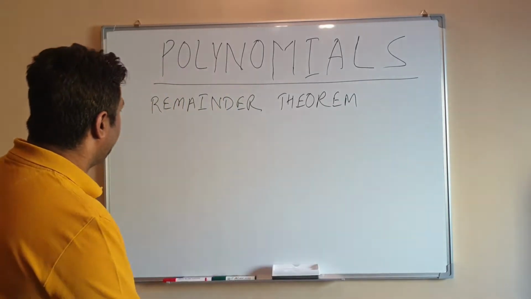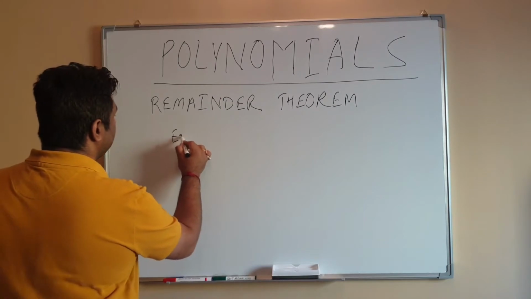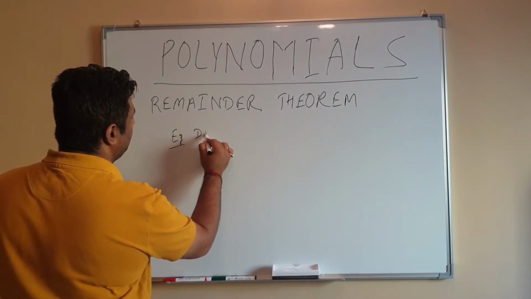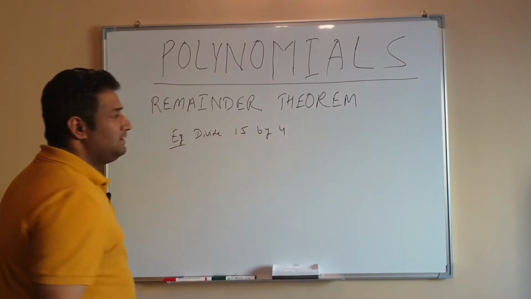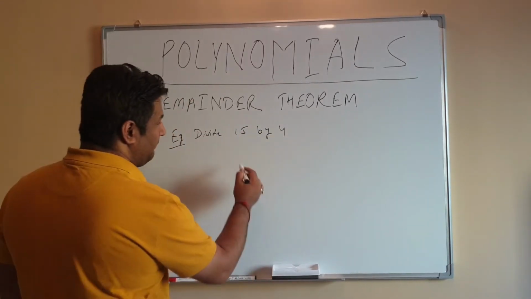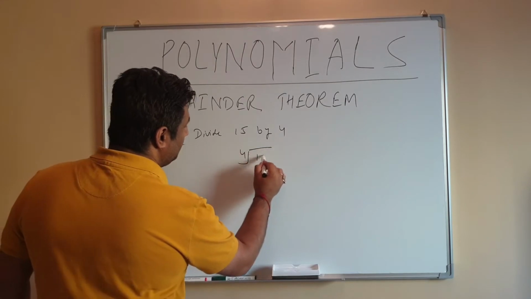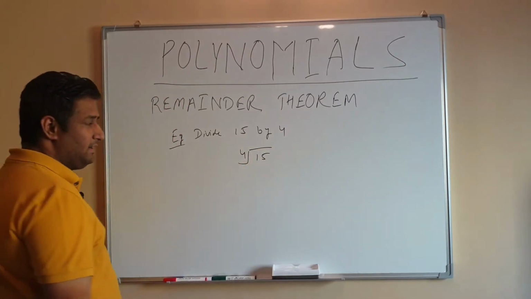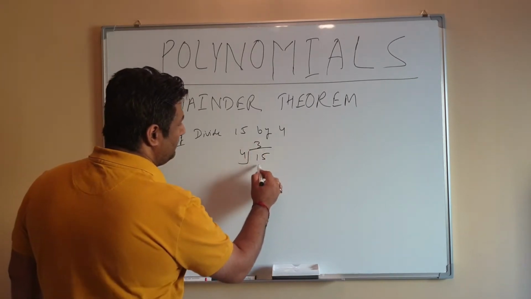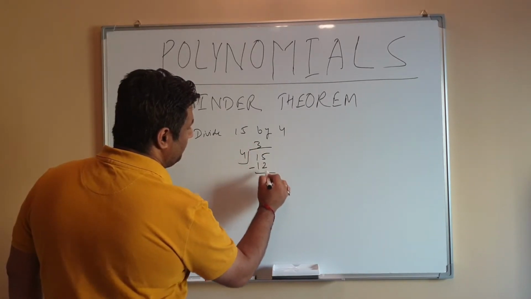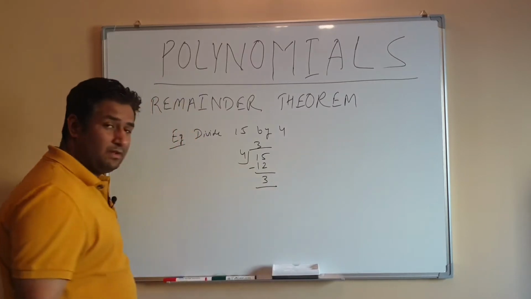Like for example, divide 15 by 4. So if we divide 15 by 4, what do we get? This is how we'll divide, right? Now 4 ones are 4, 4 twos are 8, 4 threes are 12. So 15 minus 12 is going to be 3, correct?